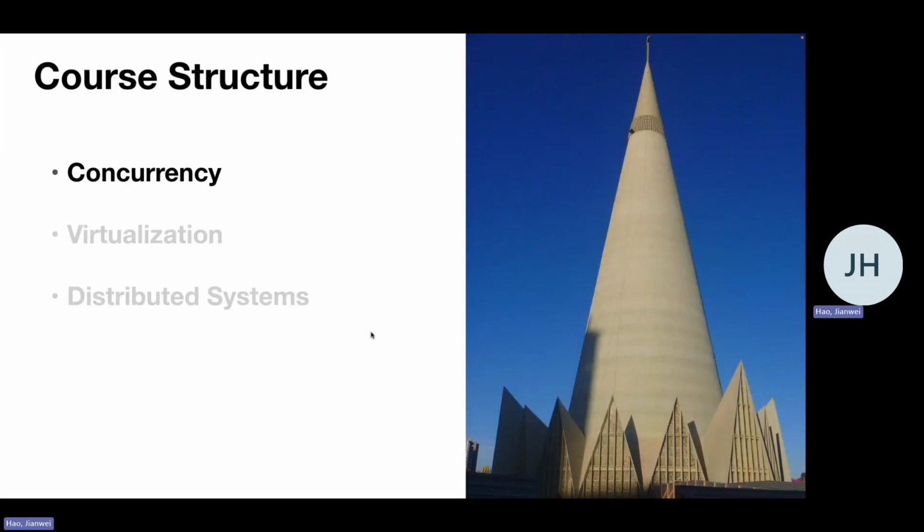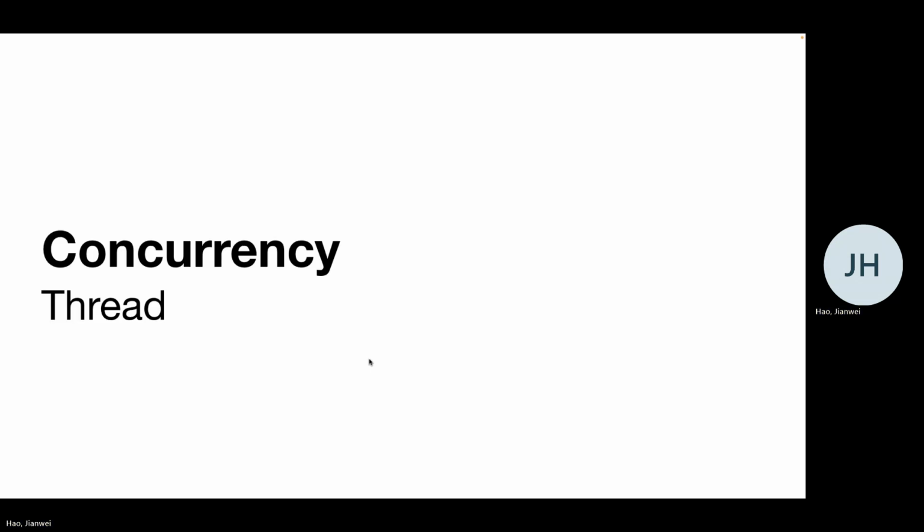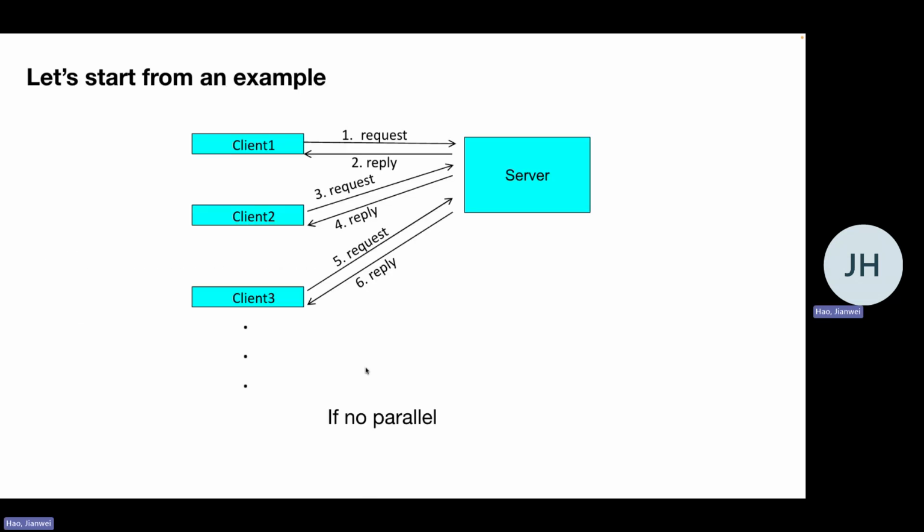And after this part, we'll go to the virtualization part. So today is the last part for the concurrency. It's about threads. Let's start from an example. Let's say we have a web server, and we have many clients.